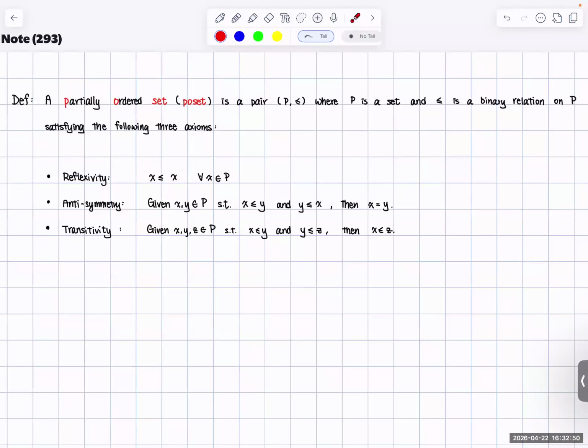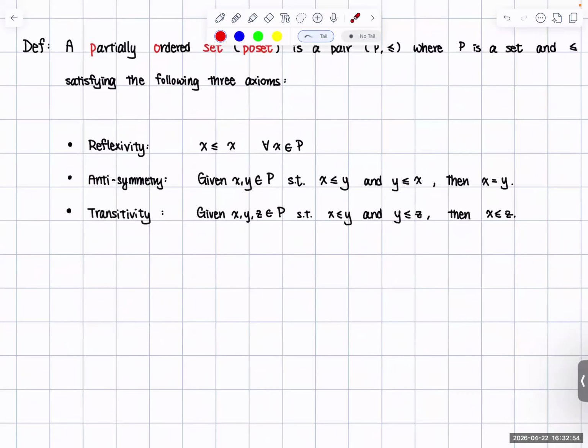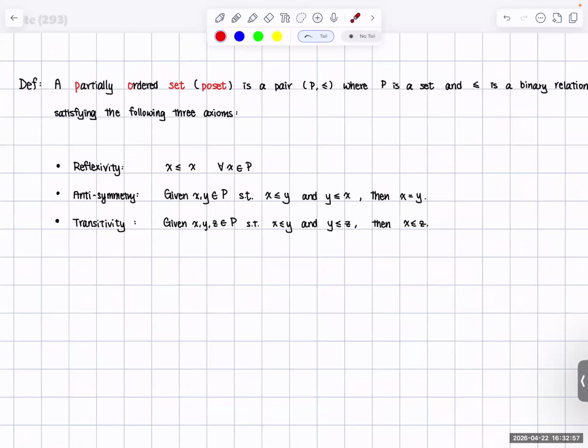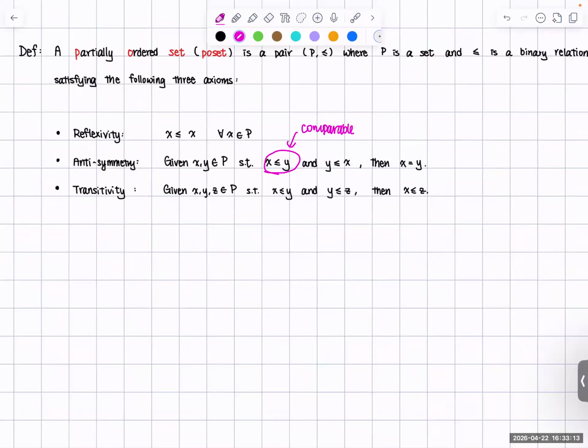Again, stop me if you have any questions. So this is what we call a partial order. If I can compare two things like these two, we say that they are comparable. If you cannot compare them, then they are incomparable. So if you find that you cannot compare two things based on the ordering that we define, then we say they are incomparable.